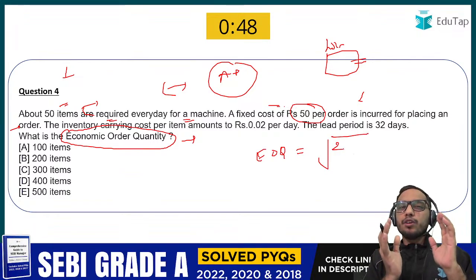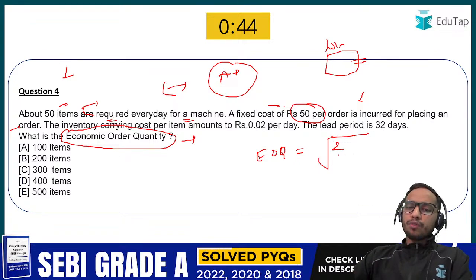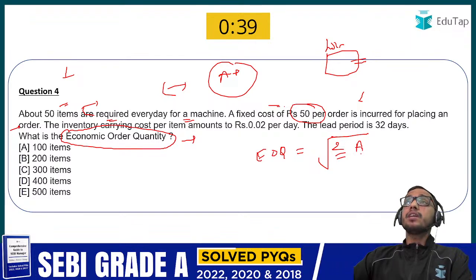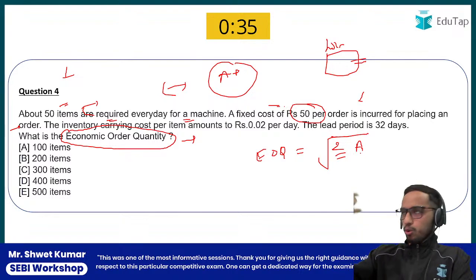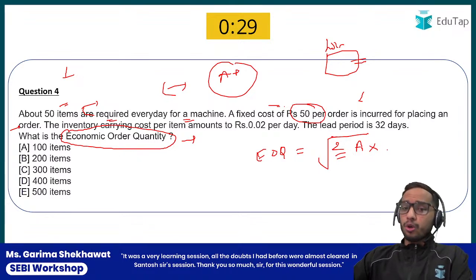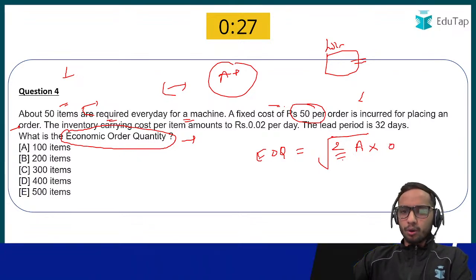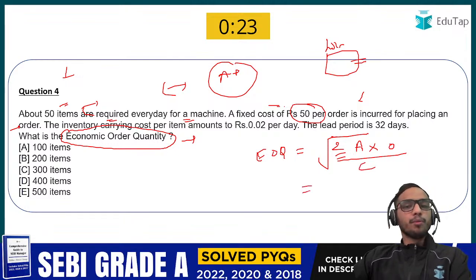EOQ is basically giving you the number of items in a batch. So it is the square root of 2 times the annual demand of the raw material or the commodity you are ordering, multiplied by the ordering cost per order, and divided by your carrying cost per annum. This is the formula.